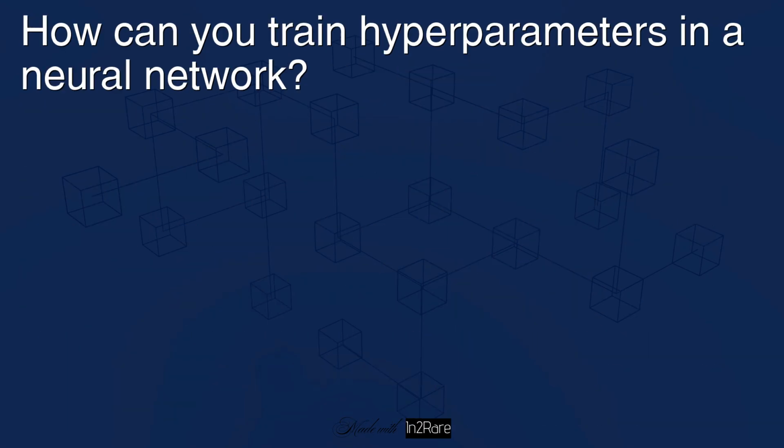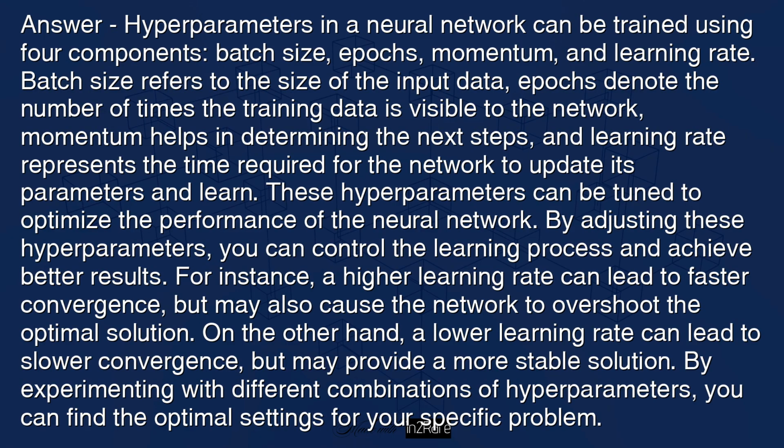How can you train hyperparameters in a neural network? Answer: hyperparameters in a neural network can be trained using 4 components: batch size, epochs, momentum, and learning rate. Batch size refers to the size of the input data, epochs denote the number of times the training data is visible to the network, momentum helps in determining the next steps, and learning rate represents the time required for the network to update its parameters and learn.